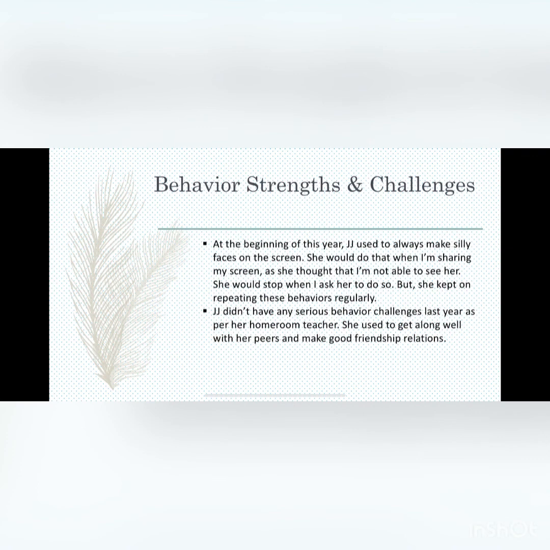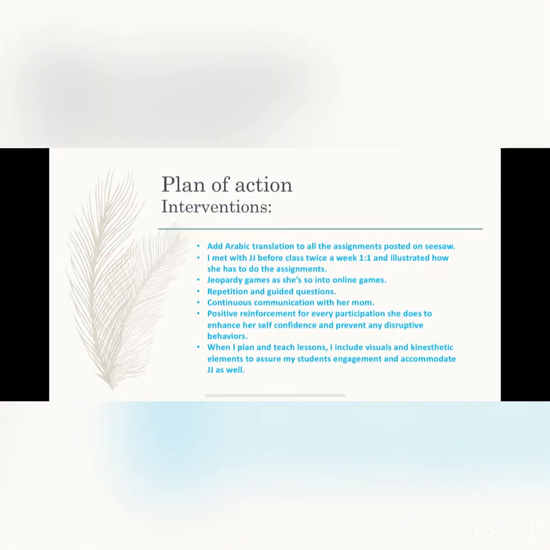JJ didn't have any behavior issues last year, as per her homeroom teacher. She used to get along well with her peers and make good friendship relations. So that's why I think it wasn't a big deal. I knew that JJ missed the online school at the end of last year, so I think that's why she was really confused. Therefore, I planned some actions to help her out.